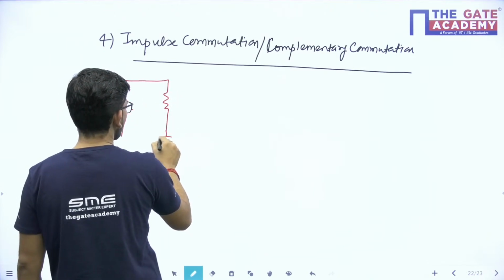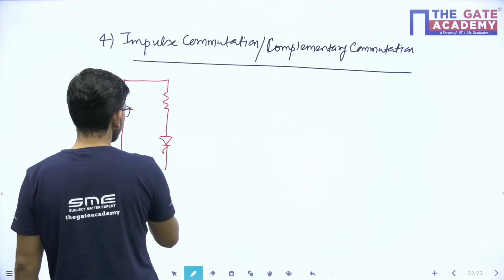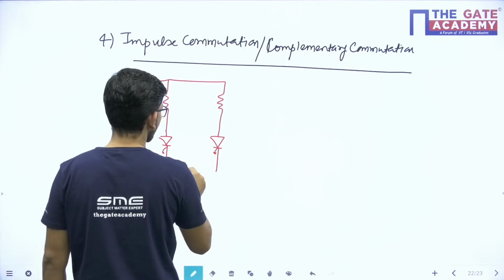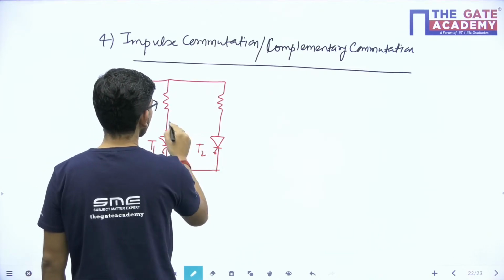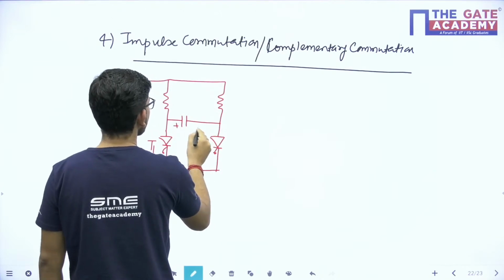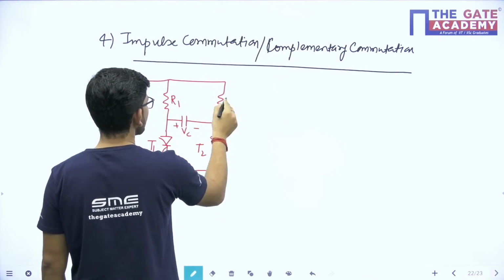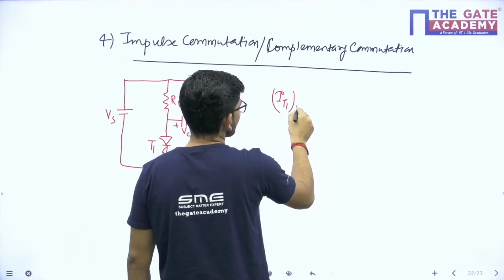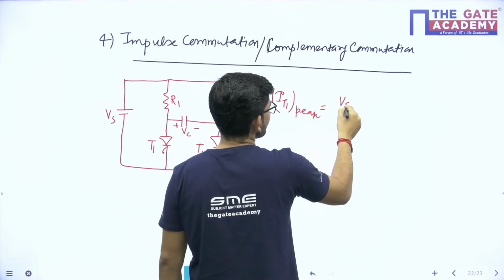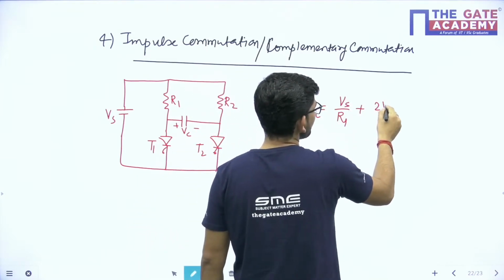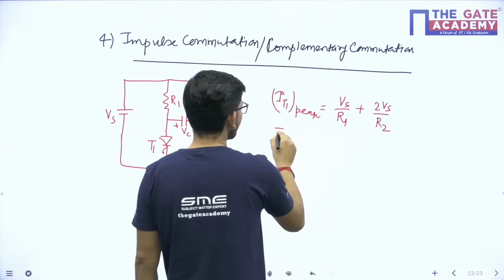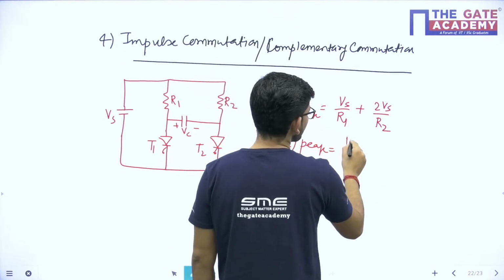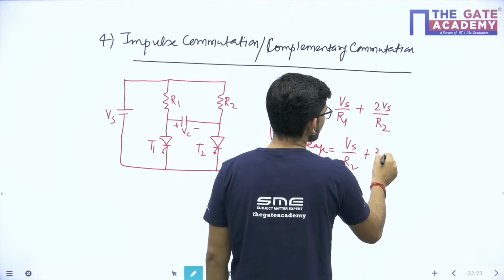Resistance R1, then we have T1 with us, then we have resistance R2, then we have T2 with us. So this is T1, this is T2, and we have a capacitor connected here to help in the process of commutation. This is R1, this is R2. Now, what will be the IT1 peak? The IT1 peak will be equal to Vs upon R1 plus 2 Vs upon R2. And what will be the IT2 peak? IT2 peak will be equal to Vs upon R2 plus 2 Vs upon R1.